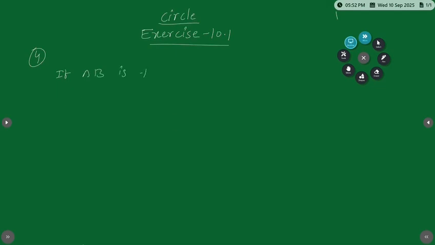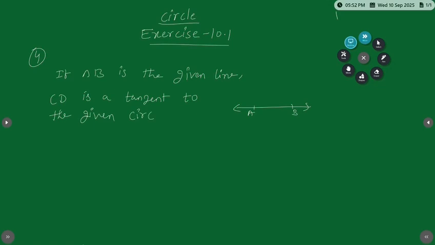Okay, here AB is the given line, and CD is a tangent to the given circle at M.